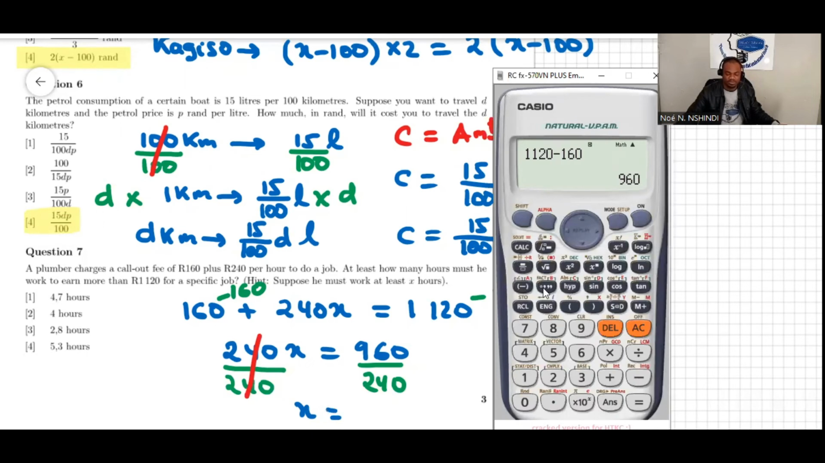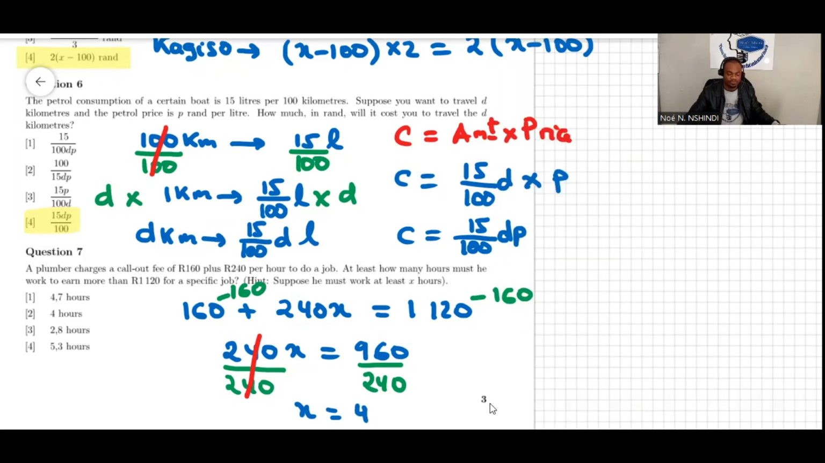We can just do 960 divided by 240. This is equal to 4. X is equal to 4. Therefore, the correct alternative here is alternative 2. So we take 2 hours to 4 hours to earn at least 1,120.